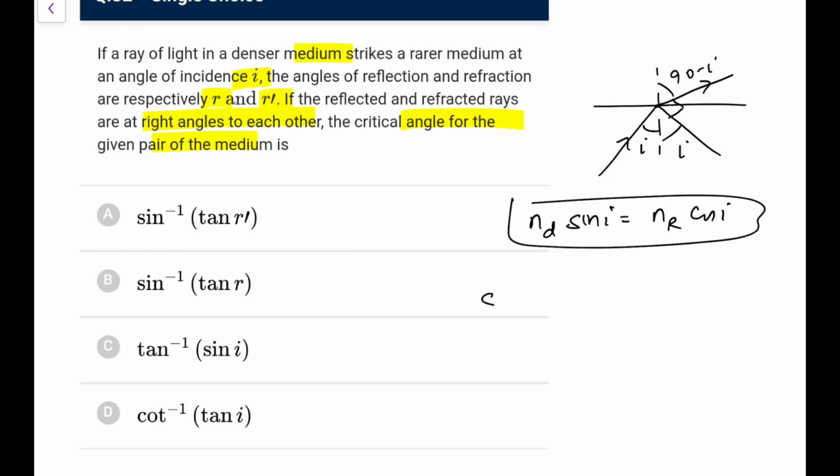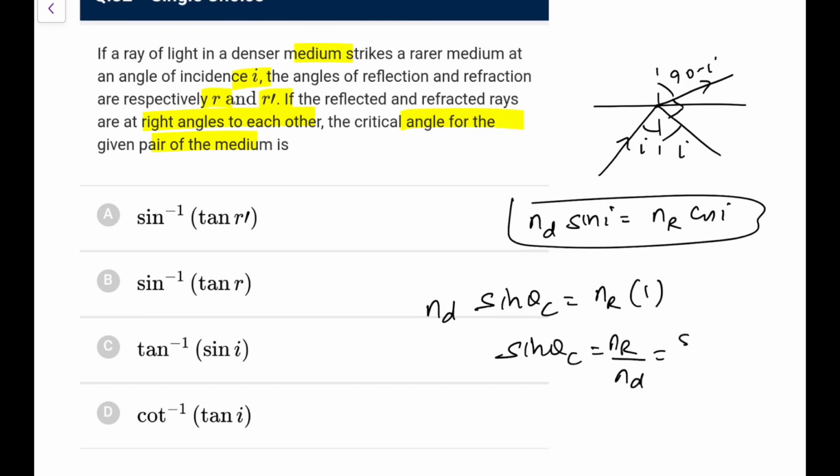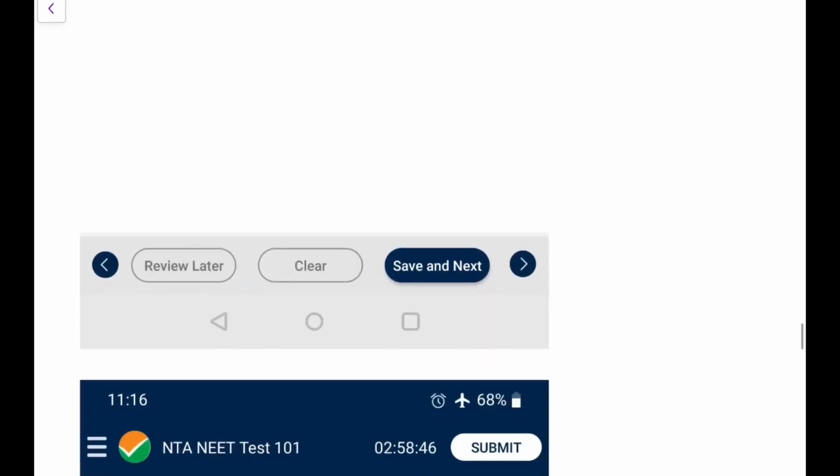Now for the critical angle, n denser into sin theta c would be n rarer into sin 90, that is 1. So sin theta c is nr by nd. Put this nr by nd from above, this would be sin I upon cos I. So you can directly say theta c is sin inverse of tan of I, or you can write tan of r. So sin inverse tan of r, go for option B. Be careful, options look very similar.